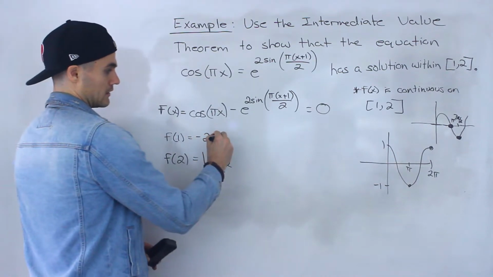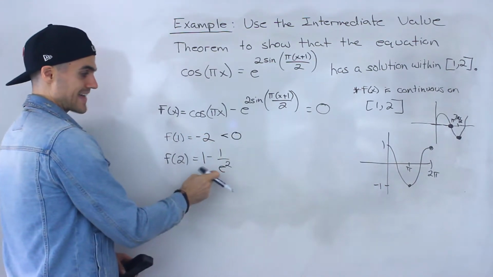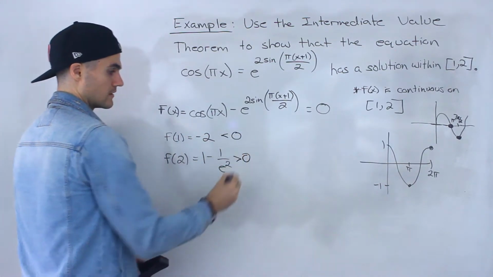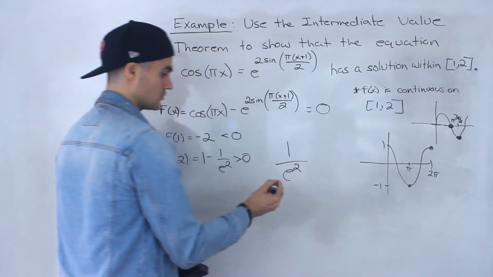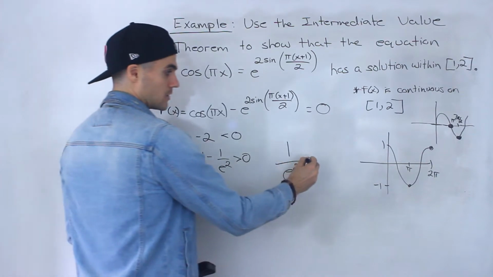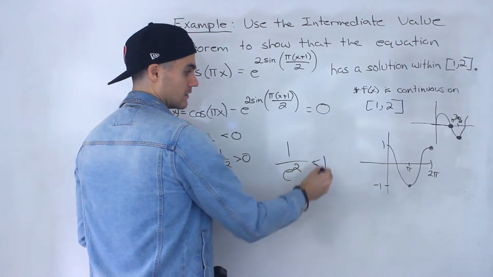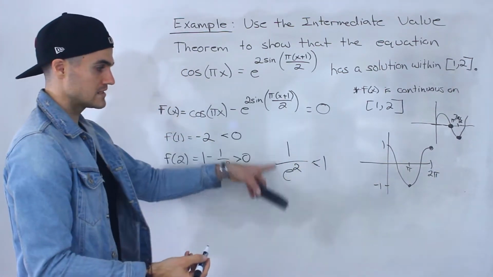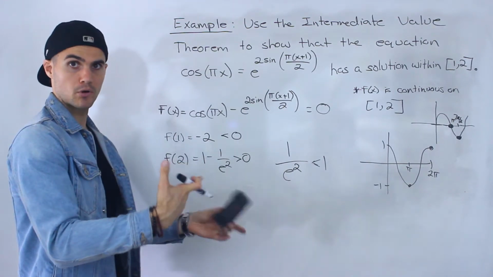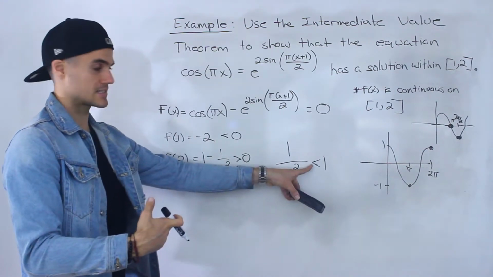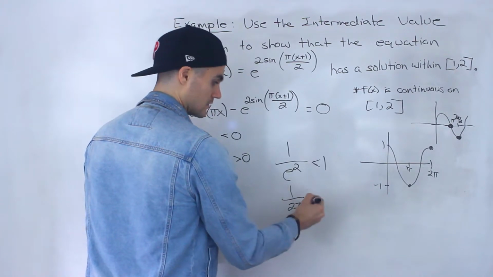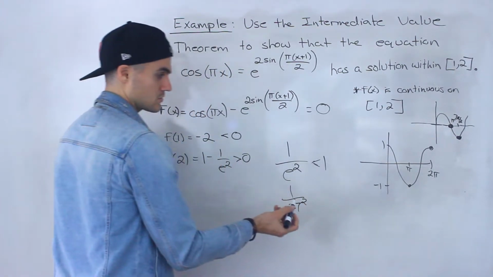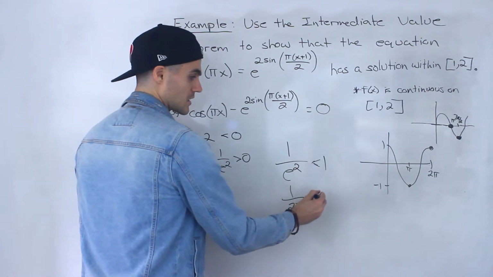Notice that f of 1 is less than 0, and notice that this here is greater than 0, because notice that 1 over e to the power of 2 is going to be less than 1. 1 divided by a larger number than 1 is going to be less than 1. This is like 1 over 2.7, etc., to the power 2. That's going to give us a number less than 1.